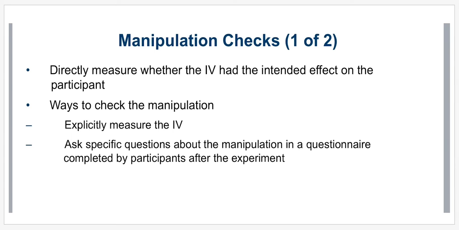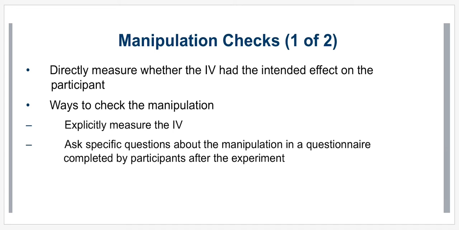Wanted to clarify that. Manipulation checks are an additional check or measure to make sure that the intended effect that you wanted the independent variable to have on your dependent variable actually occurred. So the participants may either suspect something about the manipulation, or maybe they weren't manipulated in the way you wanted them to be manipulated. If we're talking about ways to check it, one of the ways is to just explicitly measure the independent variable.